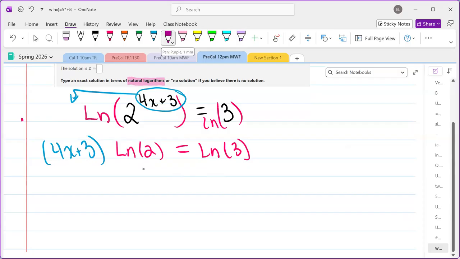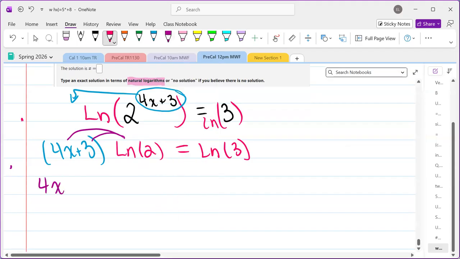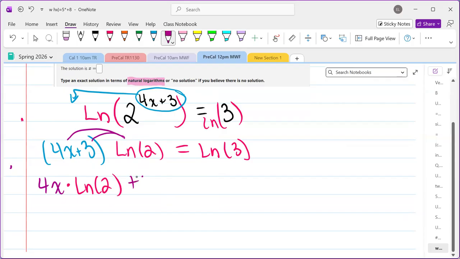So if this was like a 7 out here, I'd distribute the 7 through. So even though it's natural log 2, I'm going to multiply that weird natural log number to both of the pieces. So I'll have 4x times the natural log of 2 plus 3 times the natural log of 2. And then that still equals the natural log of 3.